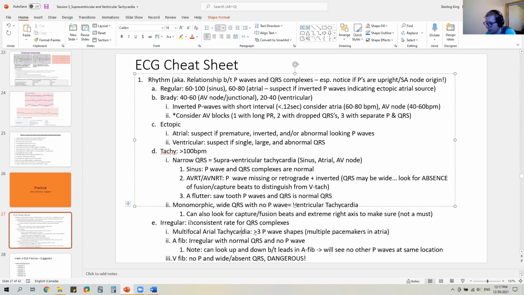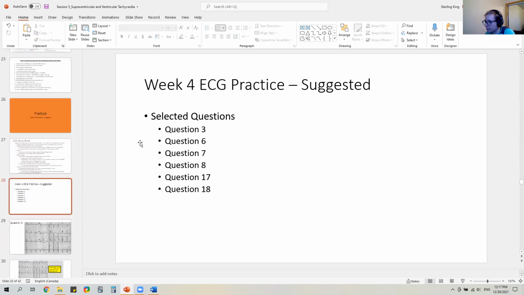If it's irregular, especially irregularly irregular, so it's off, but it's not consistent in how it's off. It's like 4 boxes, 5 boxes, 4 boxes, 2 boxes. So multifocal atrial, so greater than 3 shapes. AFib, it's basically got no baseline, wavy baseline. And VFib, it's just going to be a complete mess.